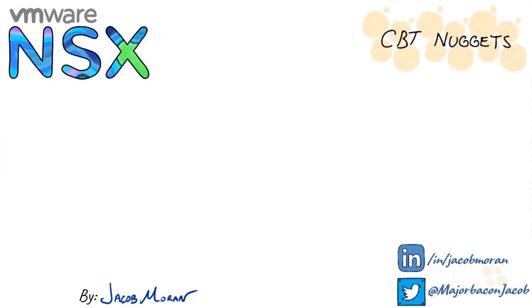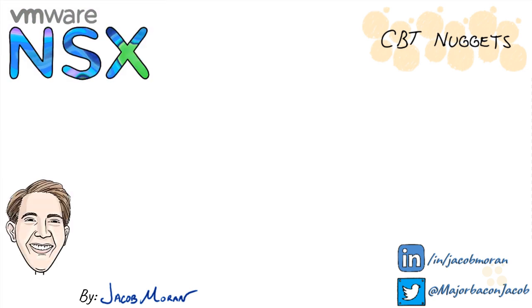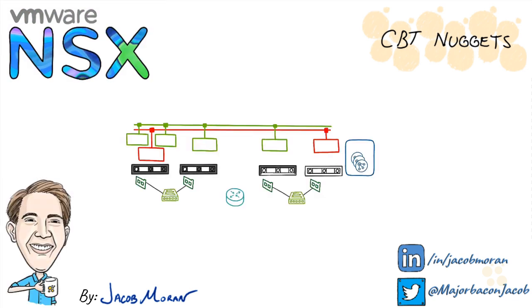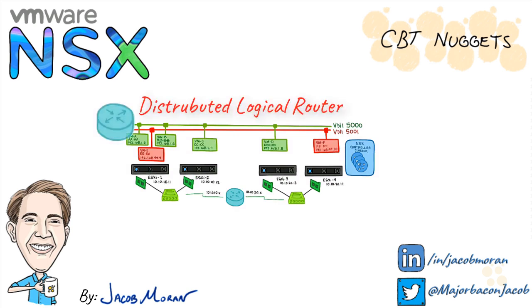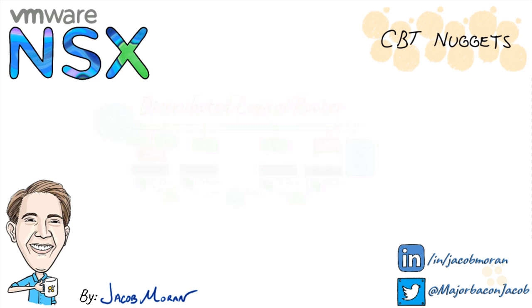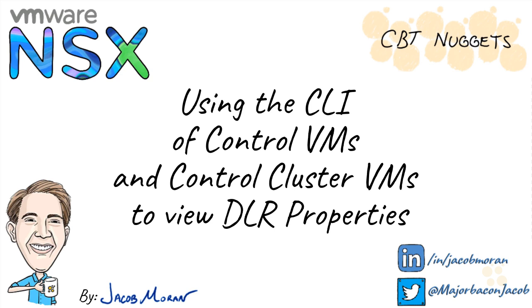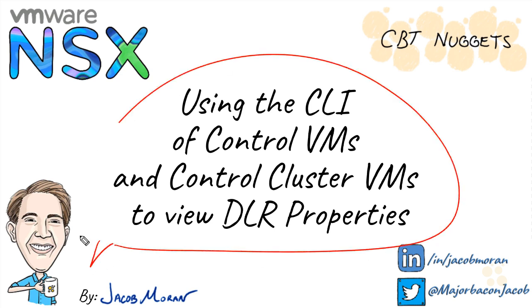Situating ourselves to see what's going on a distributed logical router can be tricky because it's distributed. But we have a couple of central points of focus that can make it easier. And that's going to be when we sit down at the CLI of either a distributed logical router control VM or a control cluster virtual machine to view those DLR properties. And in this nugget, you're going to learn how to do exactly that.